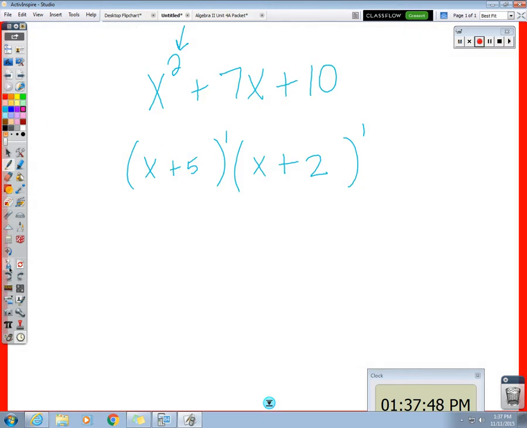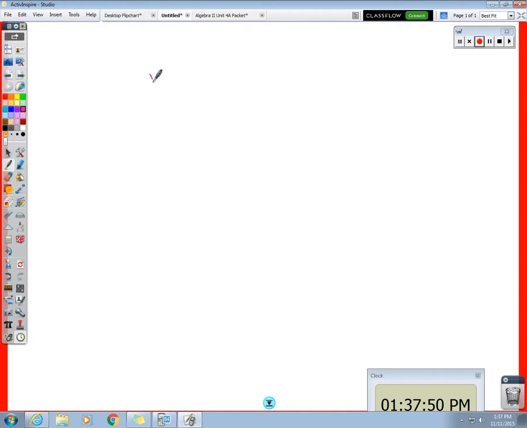Okay, let me make up a different trinomial. Let's see. Okay. This trinomial is degree 2. When you're looking at a polynomial that is not factored, see what I mean by not factored, and someone asks you the degree, you look for the highest exponent, and it's 2, making it degree 2.